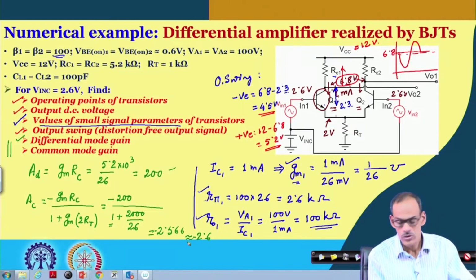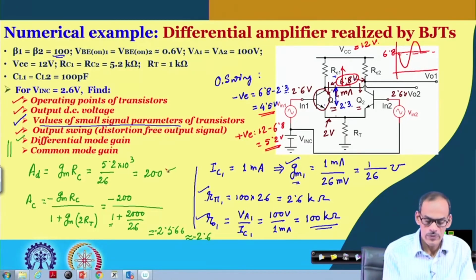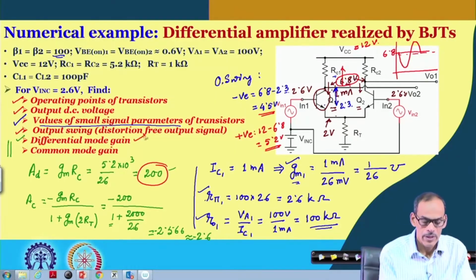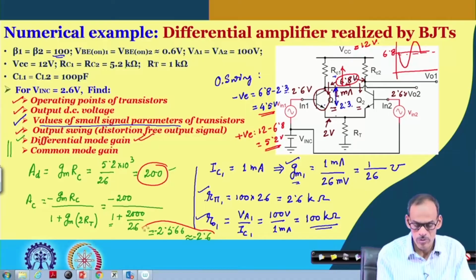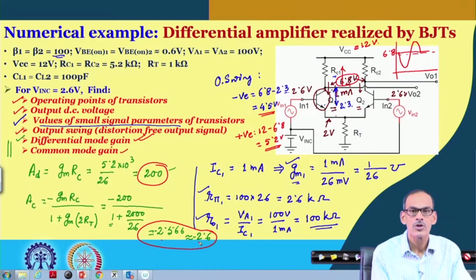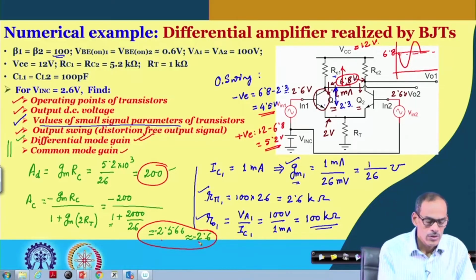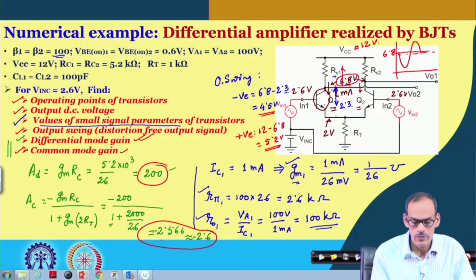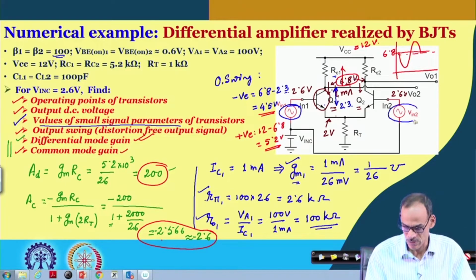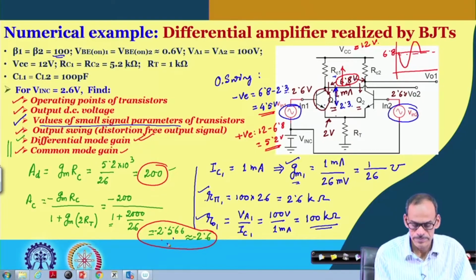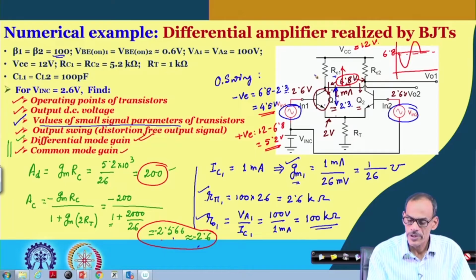right. So, we do have the differential mode gain of 200, and then we do have the common mode gain. Common mode gain is basically approximately minus 2.6. So, now next thing is that once we feed the small signal, namely V in 1 and then V in 2, based on this differential mode gain and common mode gain, we will be getting the signal at this point, namely at VO2 and then VO1.